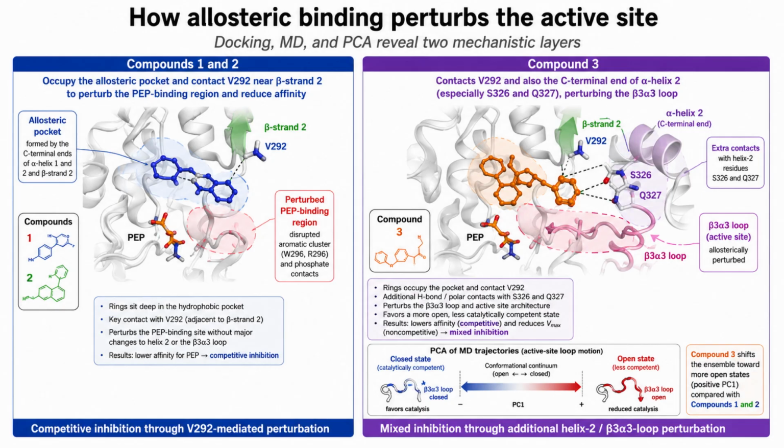Compound 3 also contacts V292, but it makes additional interactions with residues at the C-terminal end of alpha helix 2, especially S326 and Q327. Molecular dynamics and principal component analysis indicate that these extra contacts perturb the beta-3 alpha-3 active site loop and shift the enzyme toward less catalytically competent conformations. This explains why compound 3 shows mixed inhibition.